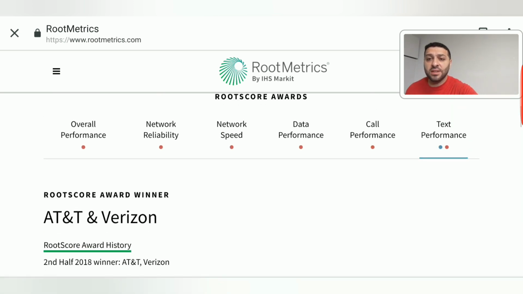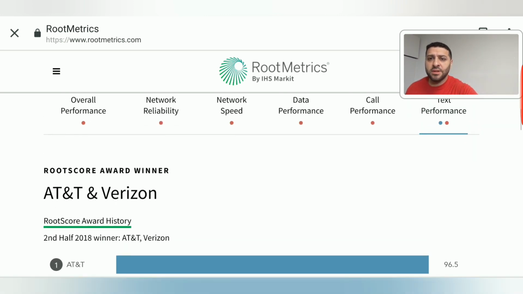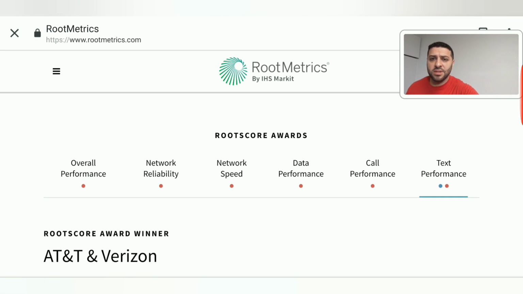And then here's texting. AT&T in first, Verizon in second, Sprint in third, and it's pretty close there between those three. And then T-Mobile kind of far behind Sprint. Not sure what happened there.